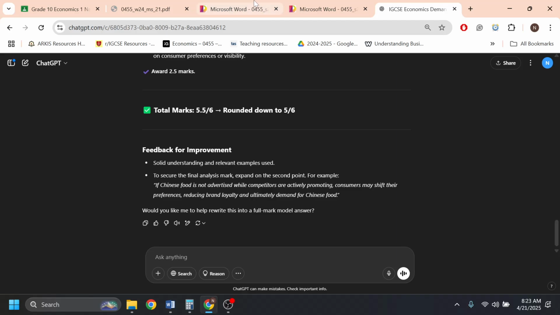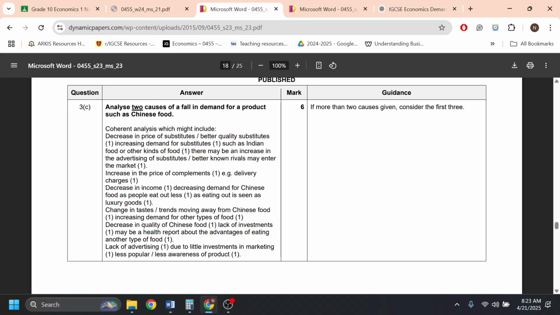Now let's go to the mark scheme. Over here you can see, analyze 2 causes of a fall in demand for Chinese food. Which one did we choose? We chose income: a decrease in income, decreasing demand for Chinese food as people eat out less, as eating out is seen as a luxury good. That was the one we made. And lack of advertising due to little investment in marketing, less popular or less awareness of product. So I did lack of advertising. I did this one here, but not this one.